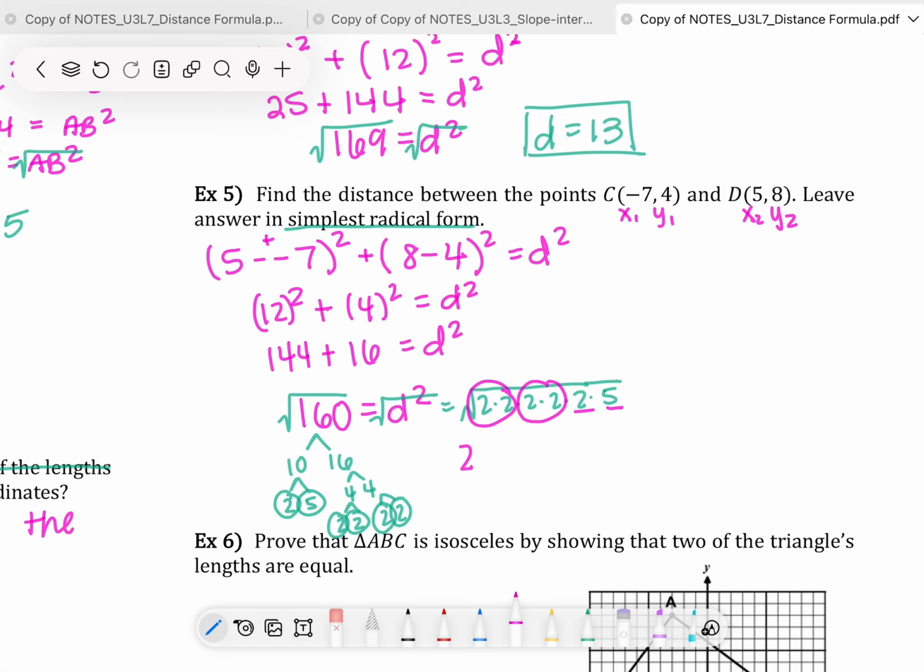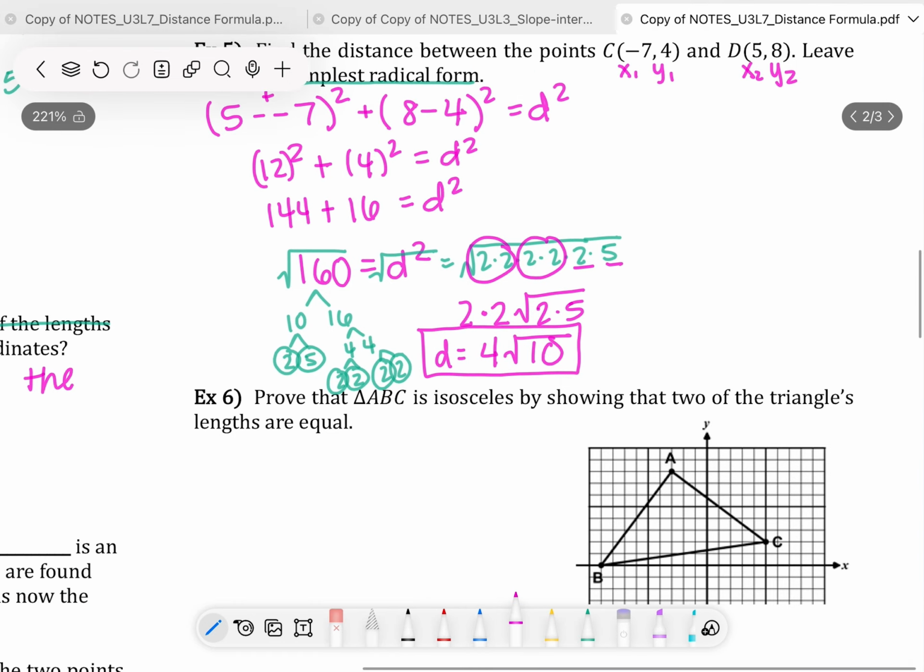So I can take 2 times 2 in front of my radical, and then 2 times 5 is 10 inside. Actually, let me leave it separate like that. And then 2 times 2 is 4, and then square root of 10. Okay, and that's going to be the distance between those 2 points.